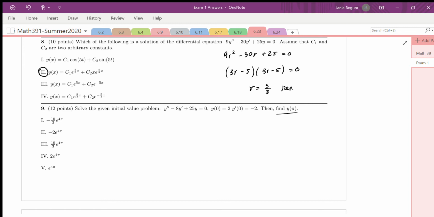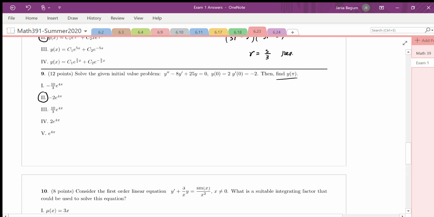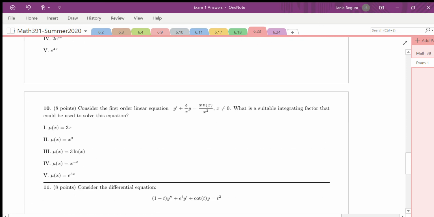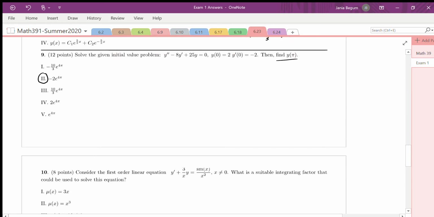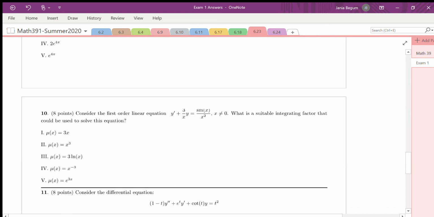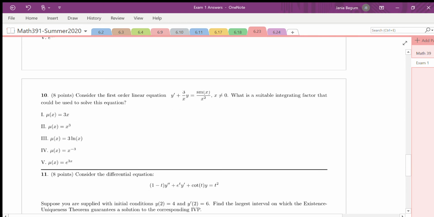I got -2 times e to the 4 pi. Yeah, which is option C. Yeah, this looks right. It looks familiar to me. So I would go with that one. So this was another question that requires more of your time than the other questions. So when it comes to solving, they're worth more because they require more time. So I try to put it that way.